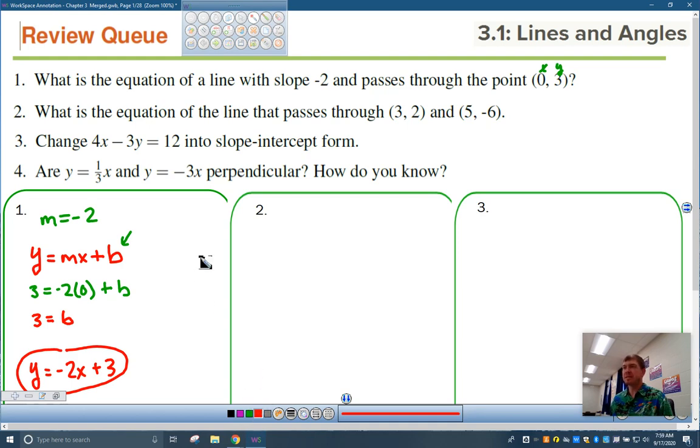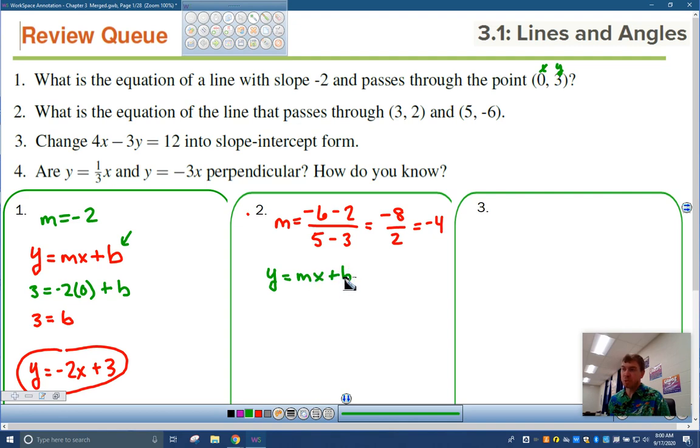What is the equation of a line that passes through those 2 points? Once again, I need to know my slope, and I need to know my y-intercept. So the first thing I'm going to do is identify the slope by using the slope formula, and that is y minus y over x minus x. And so we get -8 over 2, which is -4. Once I do that, I can do what I did over here with one of those 2 points. So here's y equals mx plus b. You could also use point slope form.